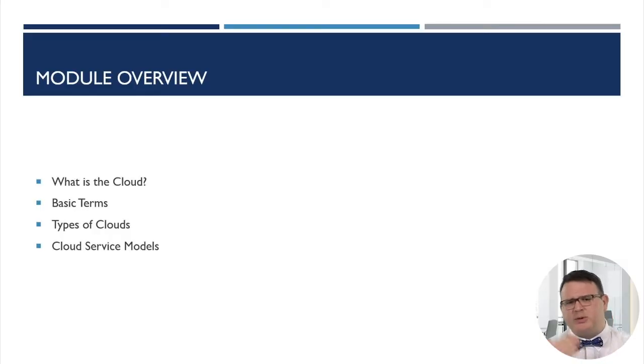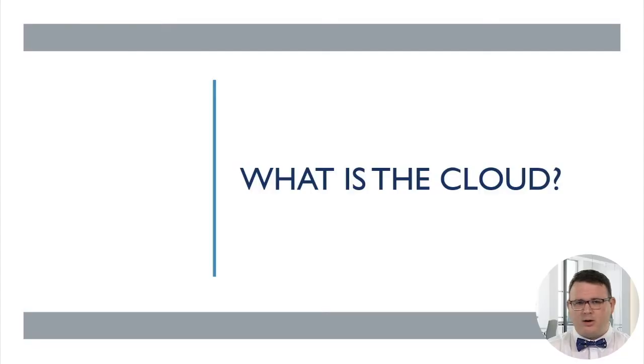All right, so what are we going to go over in this module? Well, first and foremost, what is a cloud? We're then going to go over some basic terms. These are probably going to be buzzwords you've heard, and we're going to make sure we define them as simply as possible. Then we're going to go over the types of clouds, and finally, our cloud service models. So we're going to start with milk, and then we're going to slowly develop until we can chew on some steaks.